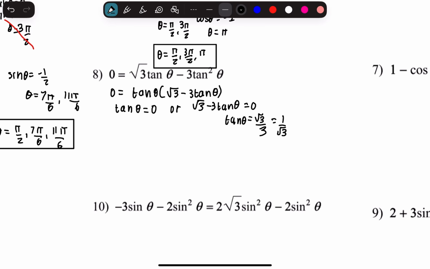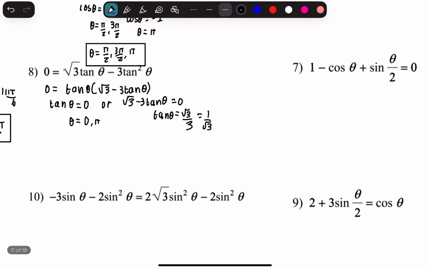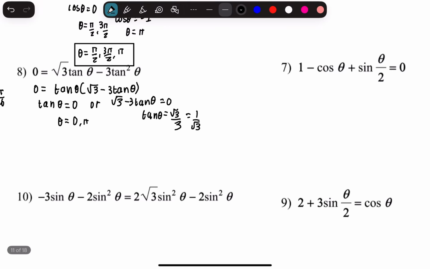So now for tangent of theta, we know that this occurs at theta equal to 0 and also at pi. And we know that tangent of theta is going to equal 1 over root 3 when theta is equal to pi over 6 and also at 7 pi over 6. So you can just write down all the solutions now.